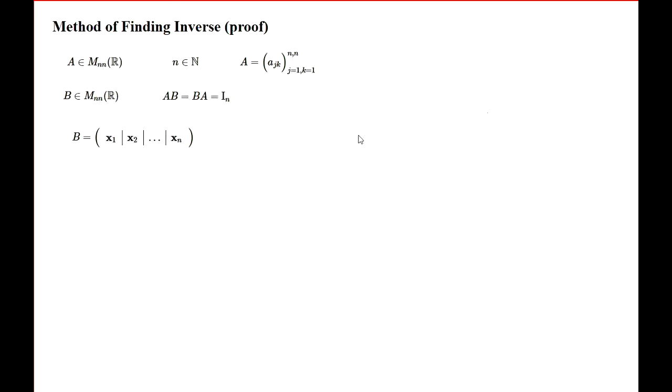I will be looking for those unknowns in this schematic by grouping them into columns. That's exactly what I've done here. You see, I split my B into columns, this x1, x2, xn. They represent the columns of my matrix. They are unknowns. And I'm looking for them, because the moment I know them, I know my inverse.